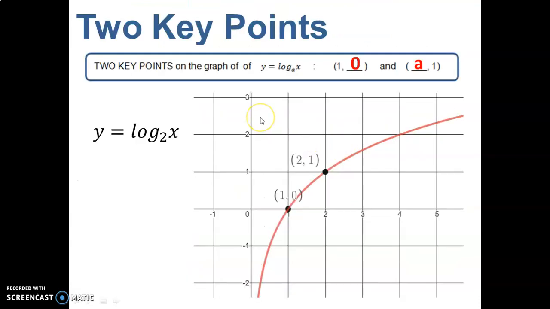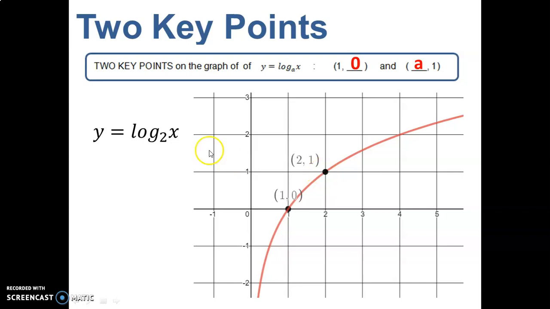Okay, a couple key points you should be aware of on the log graph are these two here. (1, 0) we already talked about, but you should also know there's a point like this. In this case, we have the graph of log base 2 of x, so the point (2, 1) is on there. So the second key point on the log graph is always (a, 1), a being the base. So the base number and 1.